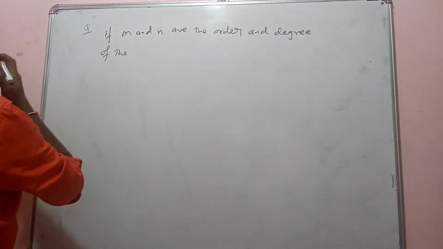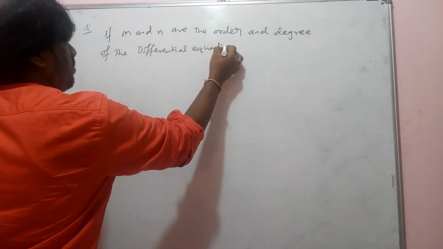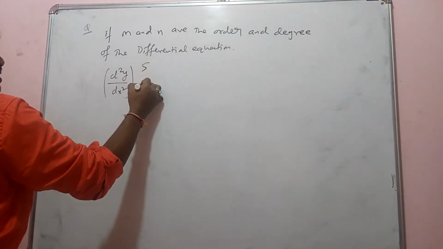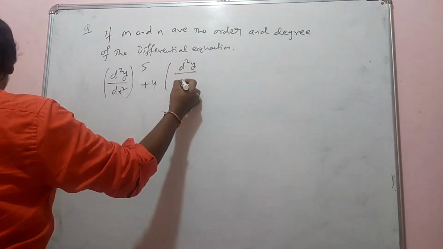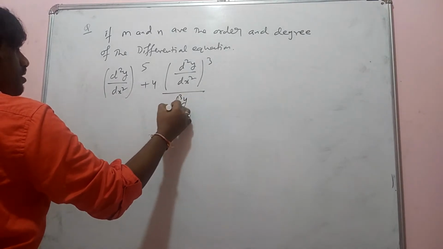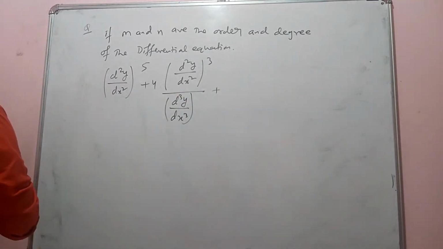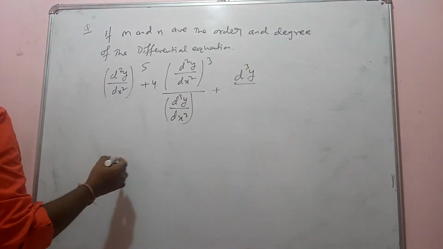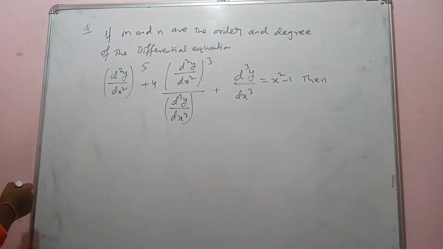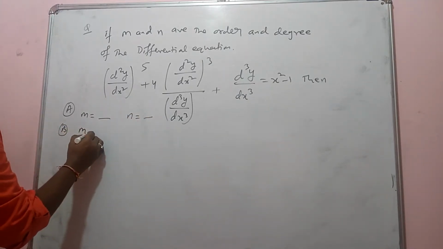If m and n are the order and degree of the differential equation (d²y/dx²)^5 + 4(d²y/dx²)^3 / (d³y/dx³) + d³y/dx³ = x² - 1, then for option A, m is equal to dash, n is equal to dash. Option B, m is equal to dash, n is equal to dash.